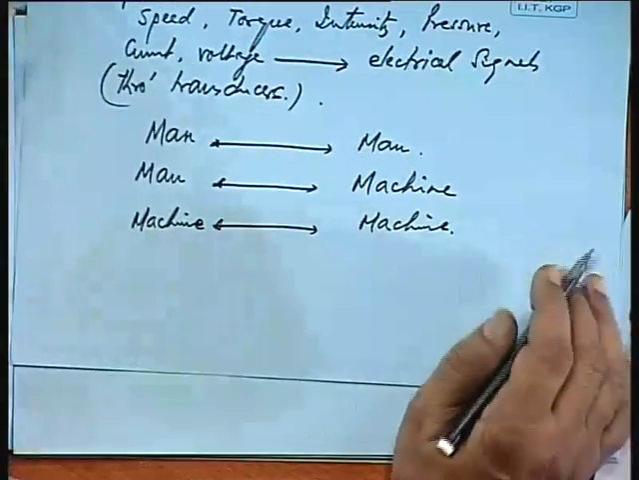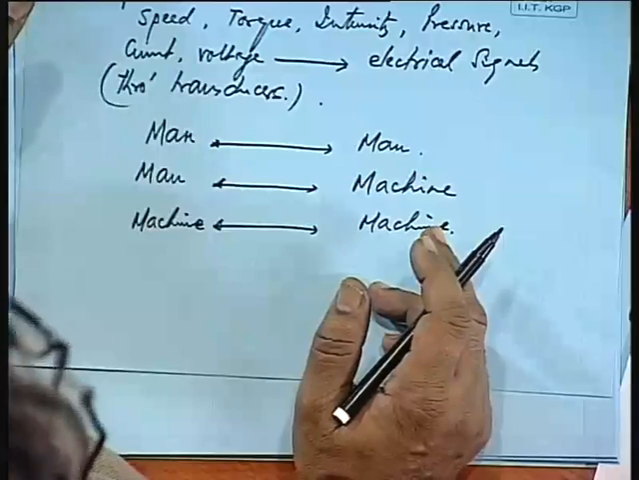Man to machine communication: you give a command maybe through a computer, or sometimes even an oral command that can be translated, like the speech signal that I have given you. You can give an oral signal that can be converted to a command, and the machine can be switched on, off, or any executive order can be given.